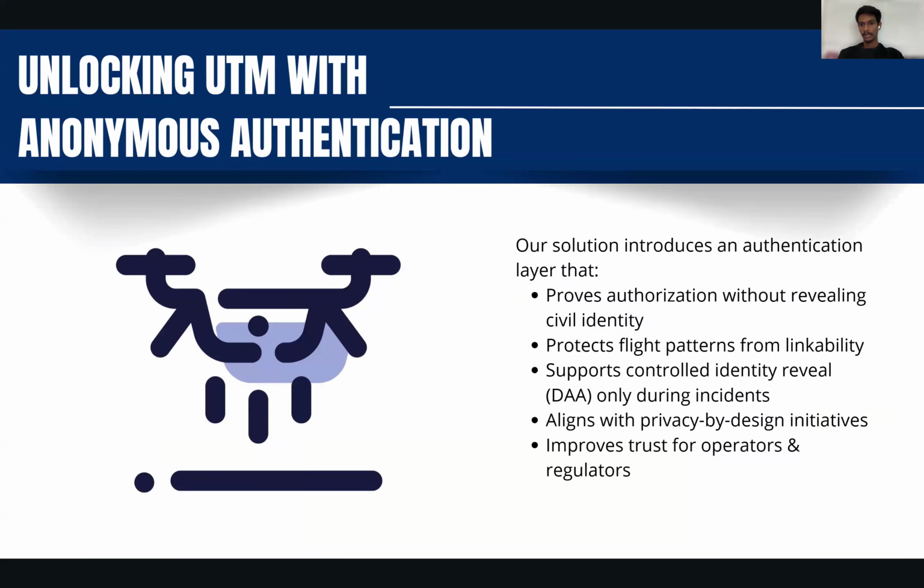So this slide summarizes the core evolution of our solution. We introduce an authentication layer that proves authorization without revealing the operator's civil identity. This prevents flight patterns from becoming linkable, protects operator privacy, and makes the remote ID safer for civilian use. The system still supports controlled identity reveal through DAA, but only during legally verified incidents. Overall, this approach aligns with privacy by design principles and increases trust for both operators and regulators. Next slide, please.